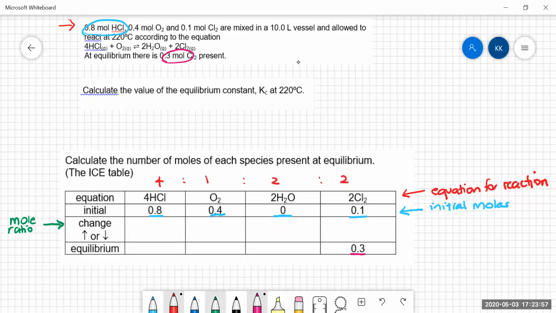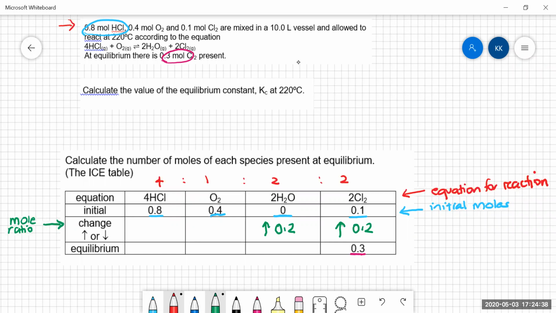Now what we need to do is start working out what has changed. We don't know the equilibrium concentrations of the first 3. So all we know about is chlorine. And we can see that through the reaction, chlorine has gone up by 0.2 of a mole. It's gone from 0.1 to 0.3. So looking at our mole ratio, if we look at water, water has a mole ratio 2 is to 2, which is 1 is to 1. So if chlorine increases by 0.2, water must also increase by 0.2.